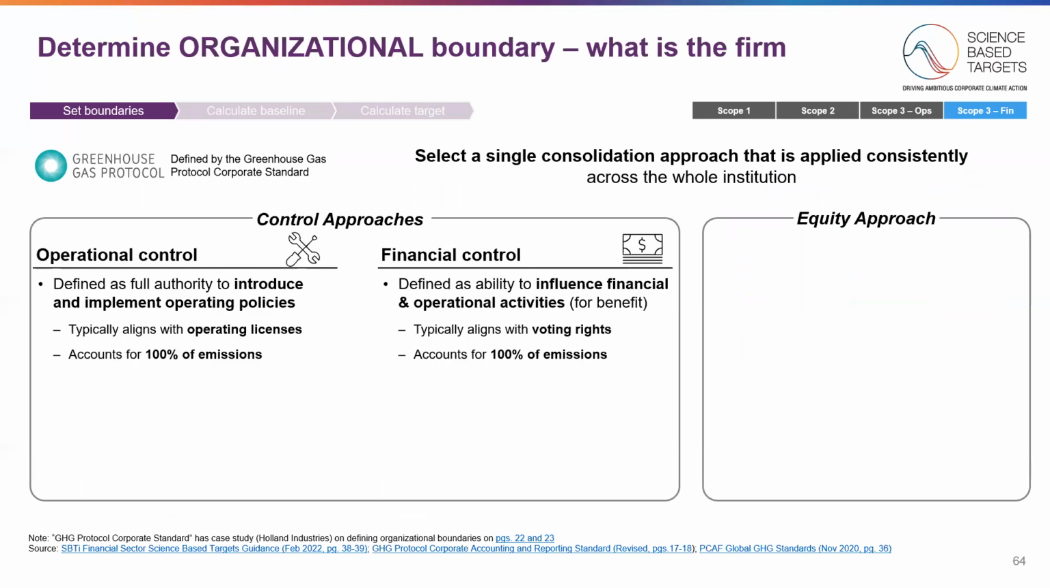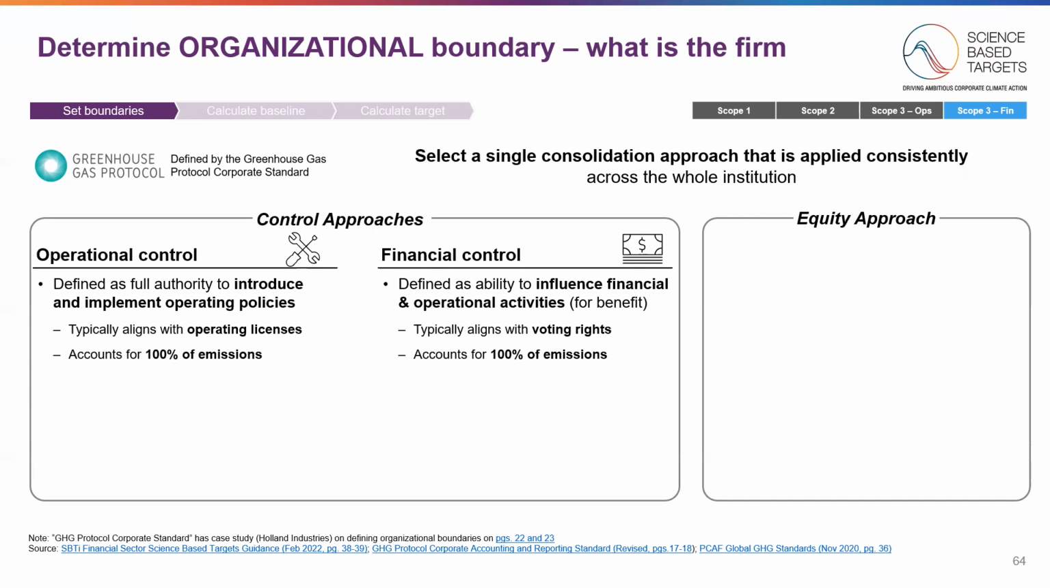Within the control approaches, there are 2 different methods: the operational control approach and the financial control approach. Operational control, which you see on the left-hand side, is defined as the authority to introduce and implement operating policies. A firm using the operational control approach will account for 100% of the emissions for which they control and implement operations of the organization. This is more commonly seen in organizations like private equity firms, where they are buying full control of a company and directly influencing operations.